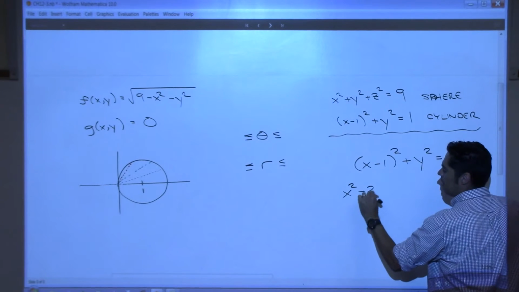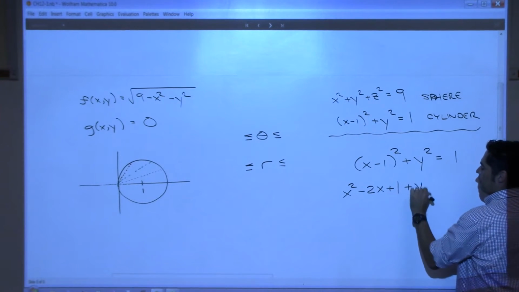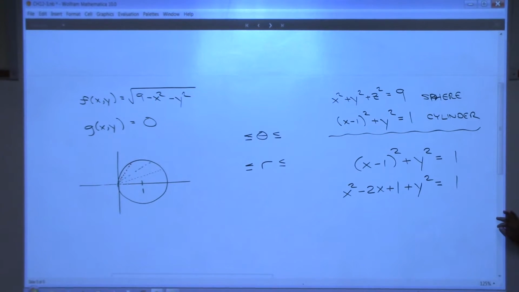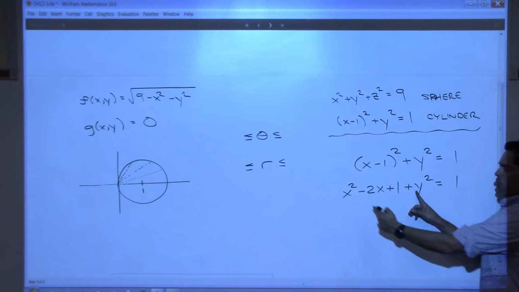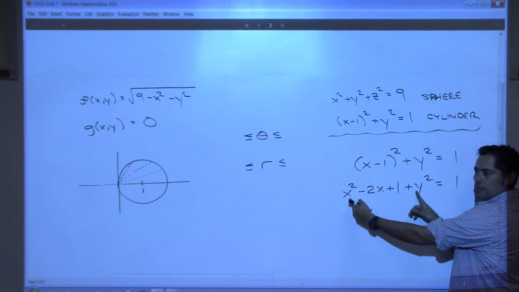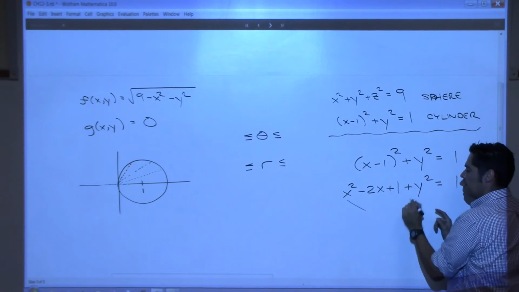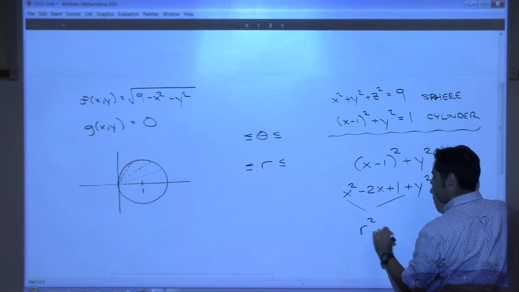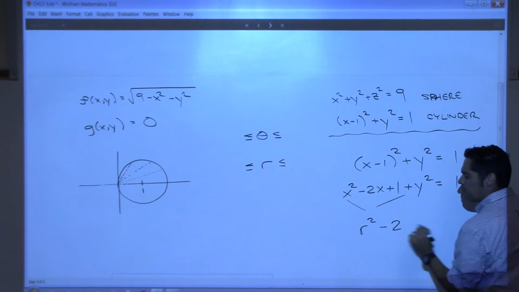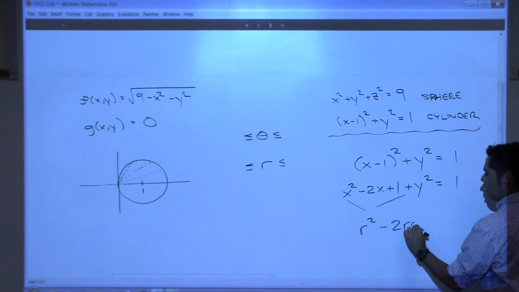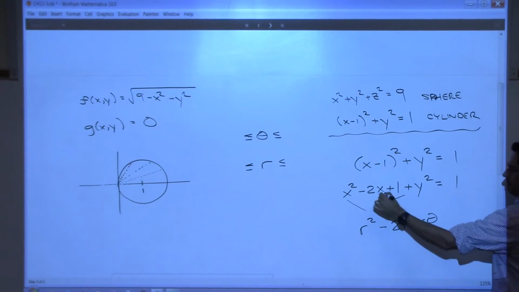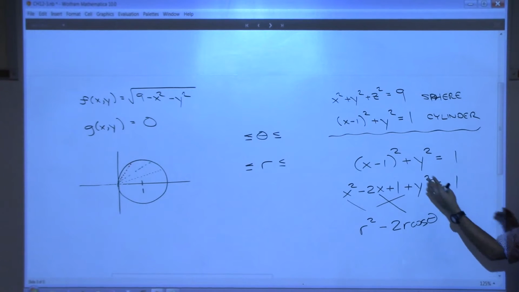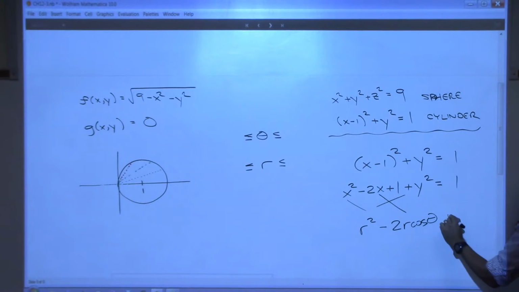I'm going to expand this out, right? Anybody see anything in there? Think polar, think polar. X squared plus y squared is r squared minus 2, what's x in polar? R cosine theta, got that? And then 1 and 1 on both sides, subtract 1, and you get equals 0.